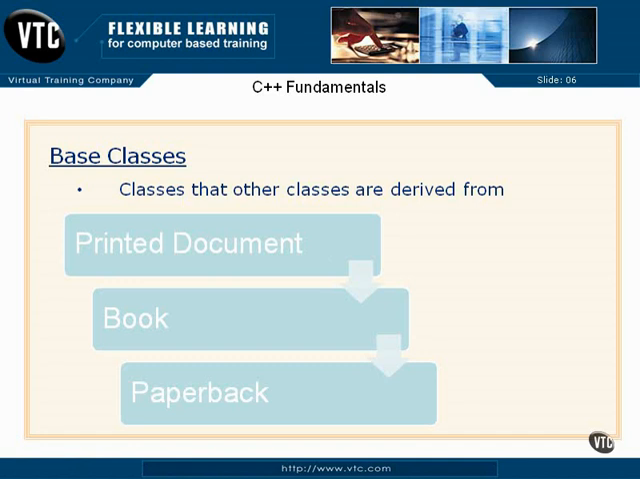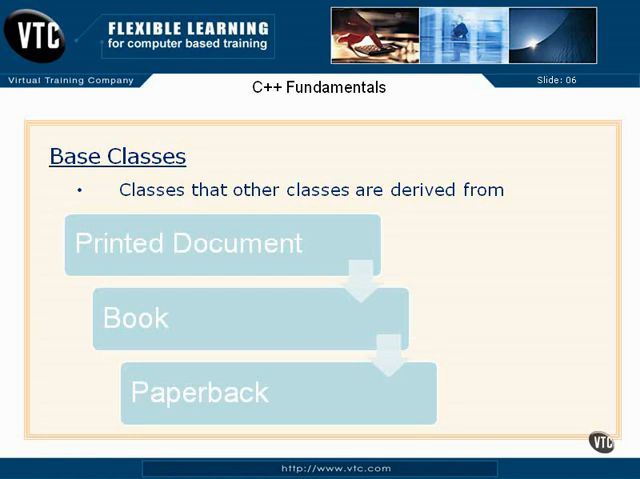A book is a printed document, so it is derived from printed document. Okay, so printed document is the base class. Book is the derived class. A paperback is a book, and it is a printed document. So a paperback is a derived class, and it is derived from what is now a base class to it called book. So book is both a derived class because it's derived from printed document, and it's a base class because paperback is derived from it.